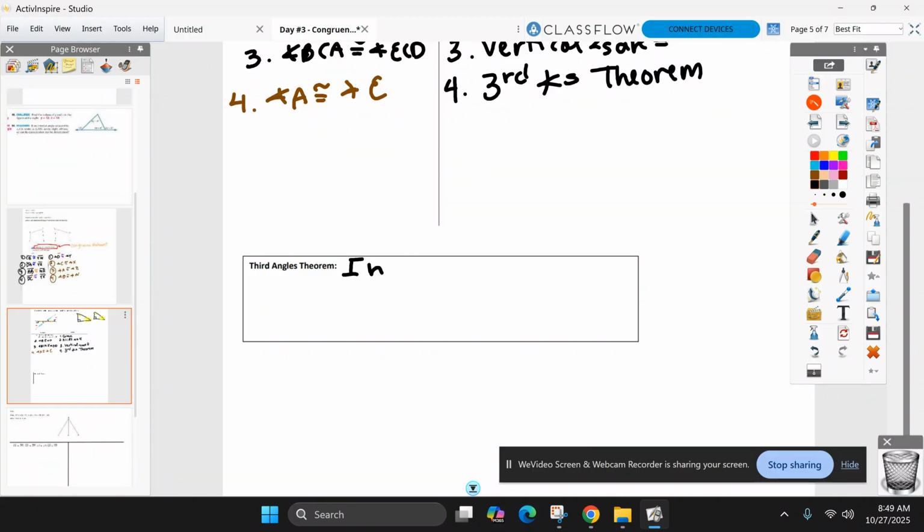In two triangles, if two pairs of angles are congruent, the third pair are congruent.